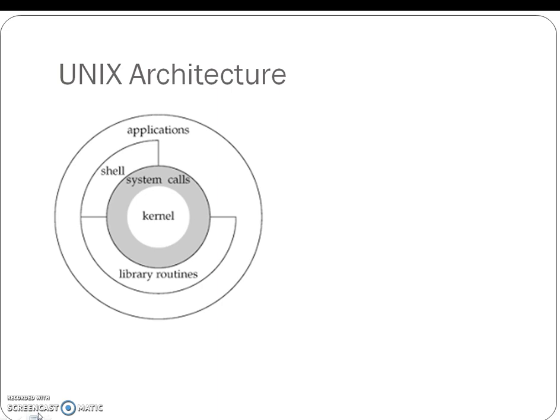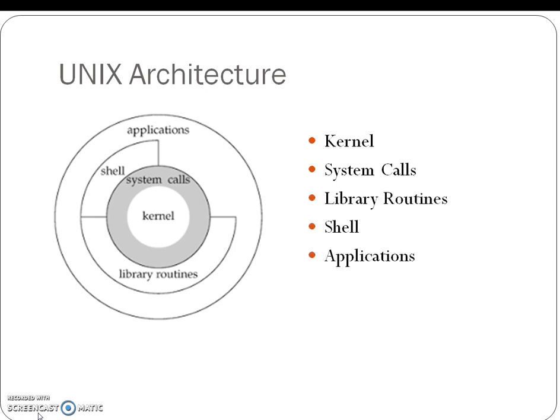Next is the library routines. The library routines are built on top of the system calls. Again, if you see, parallel to the library routines, there is a shell. So what is a shell? Shell is a special application providing the interface for the running applications. And lastly, you will find the last layer, that is applications. So kernel, system calls, library routines, shell and applications are present in the architecture of Unix.